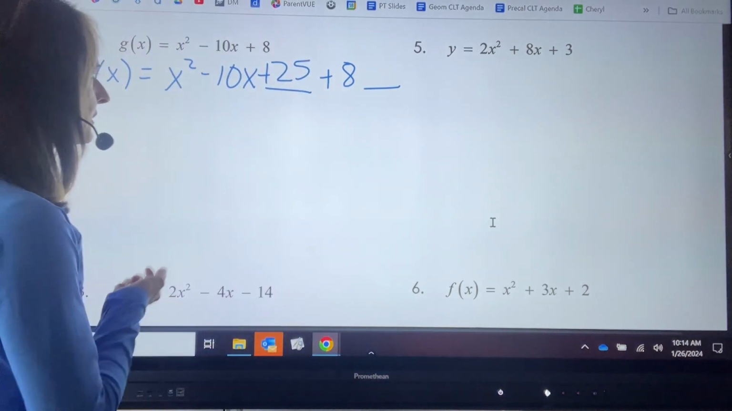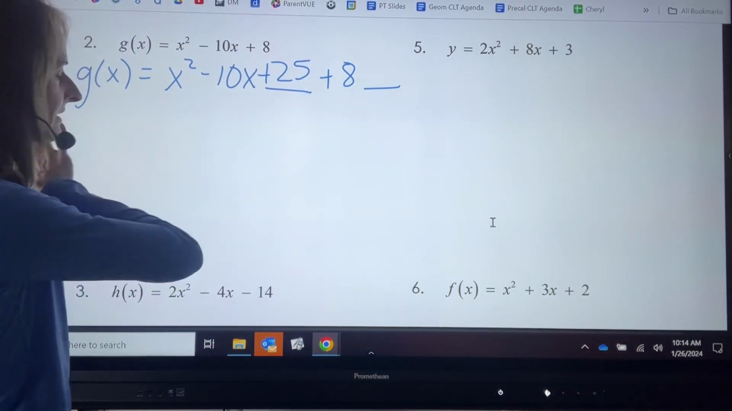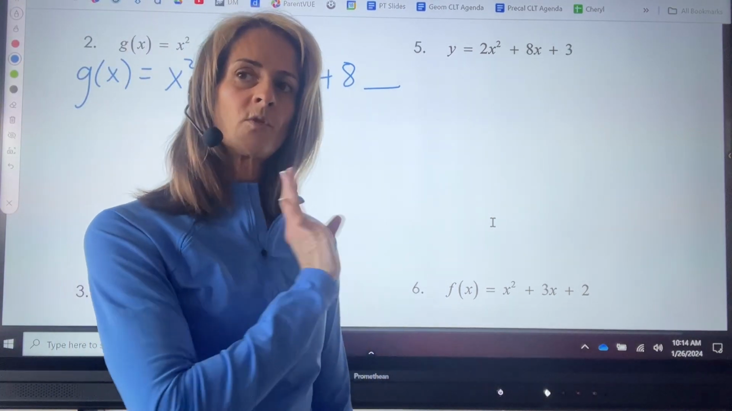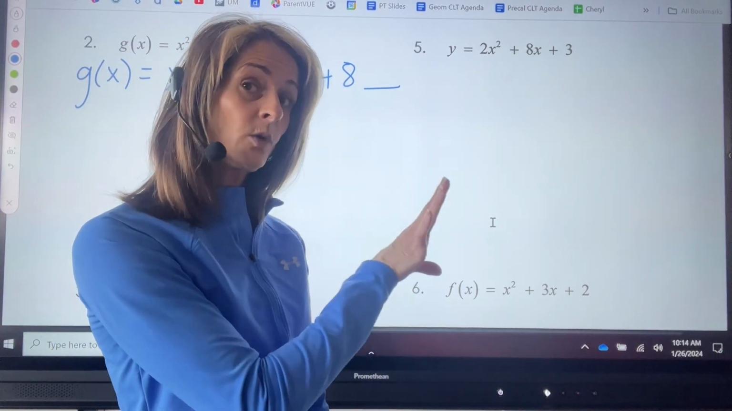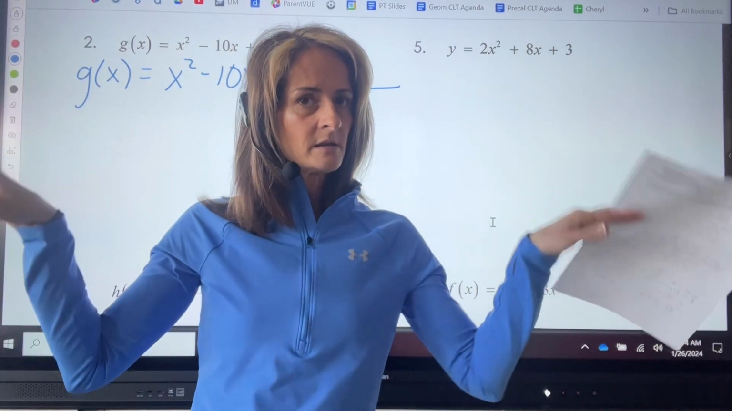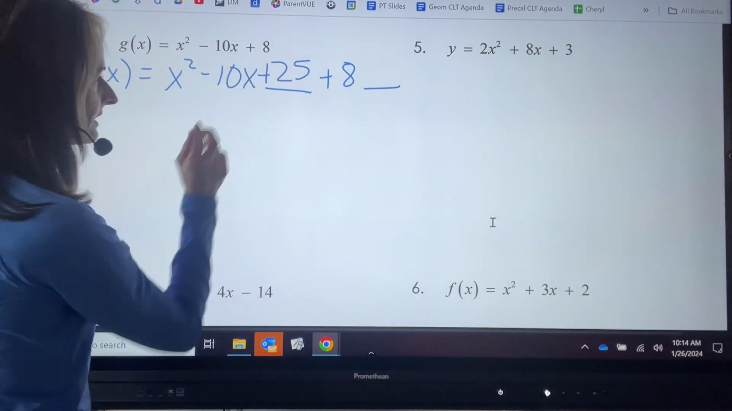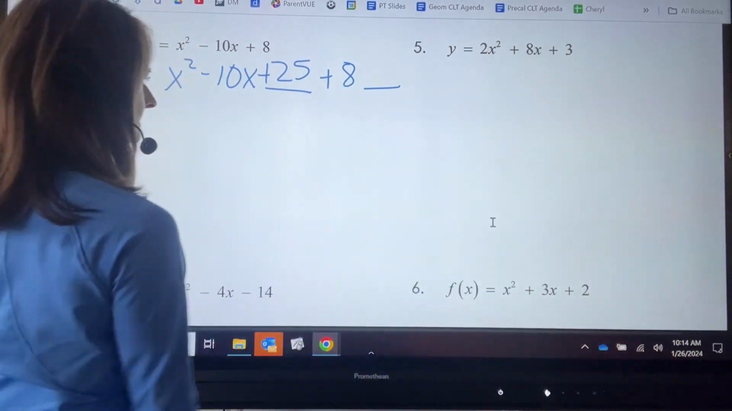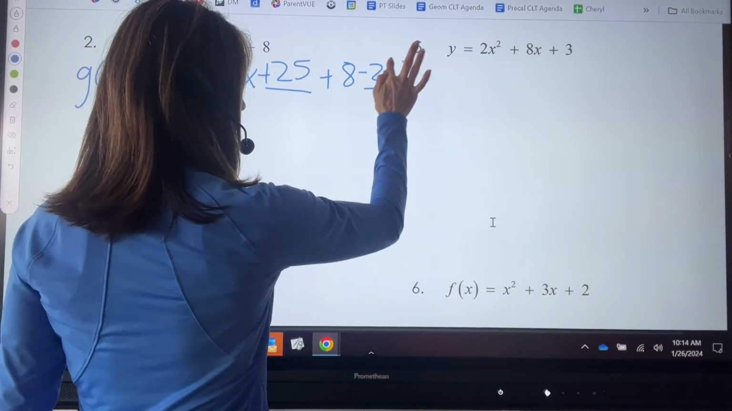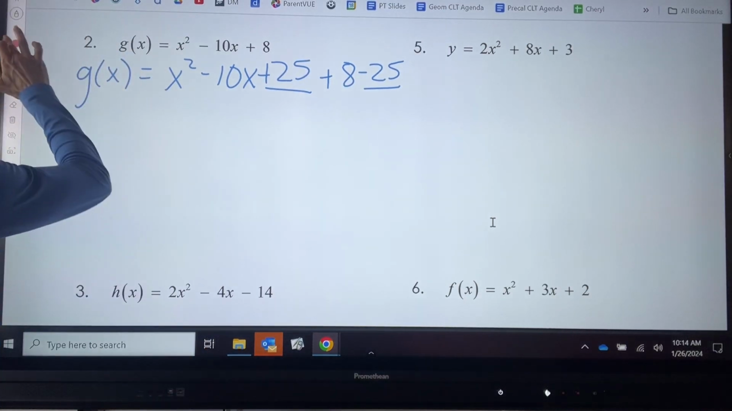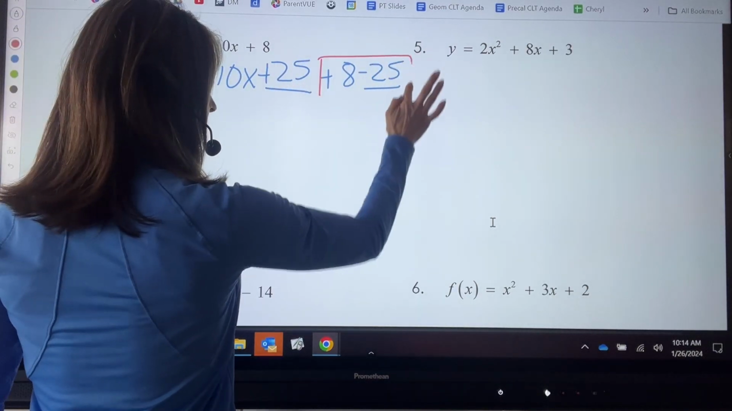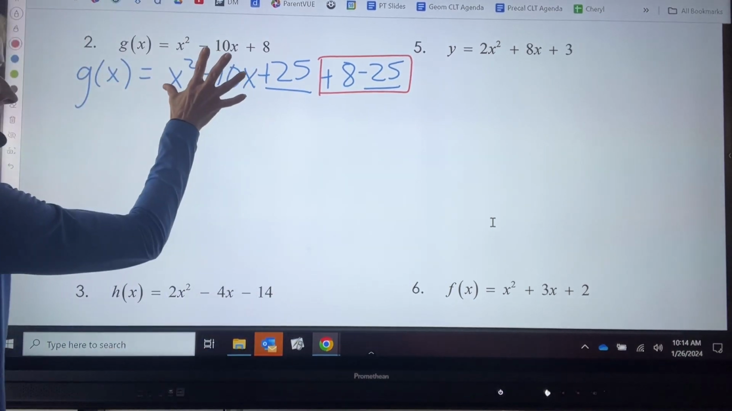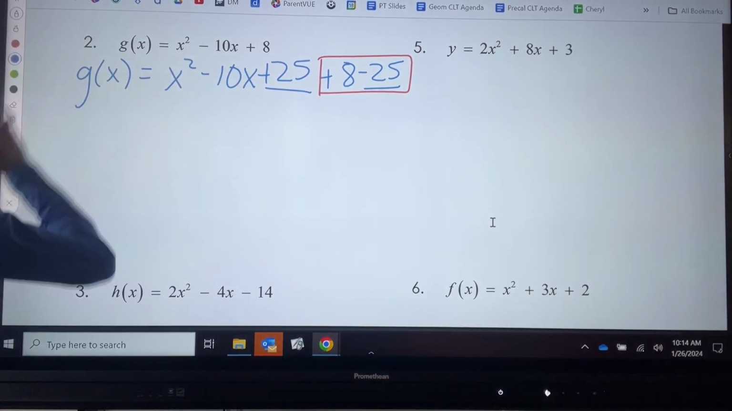Okay, so since we added 25 in completing the square, and we're working on the same side of the equation, not both sides, we're adding 25 here. To keep it balanced, just like in science, we also have to subtract 25. Now this part, we just add, that's negative 17. This part is our perfect square binomial.